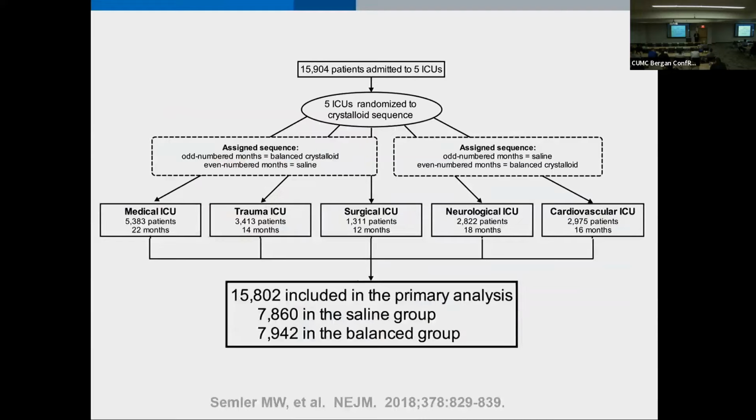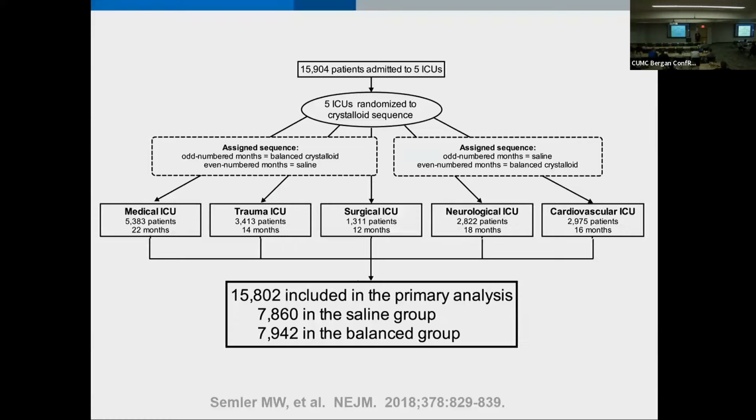So I said we were going to enroll patients quickly. We enrolled 15,800 patients in about 20 months because every patient in the ICU was essentially enrolled. There are some patients, about 15% in our ICUs, that actually didn't get fluid, which we thought was a bummer because we're not going to be able to see a signal on those.